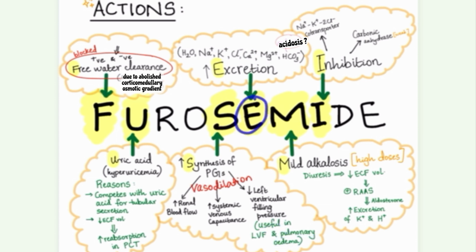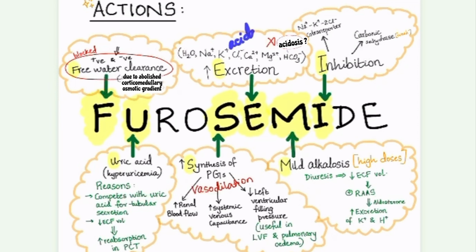Next we have E, which stands for excretion. That is, furosemide will increase the excretion of water, sodium, potassium, chloride, calcium, magnesium and bicarbonate. Now a question which may arise here is that since it causes excretion of bicarbonate ions and bicarbonate is alkaline in nature, will it cause acidosis? The answer is no, it will not, because here chloride excretion is also increased and chloride is acidic in nature. So increased excretion of bicarbonate will not cause acidosis.